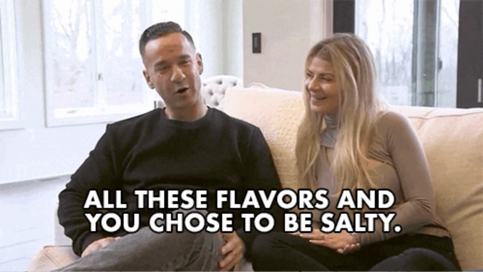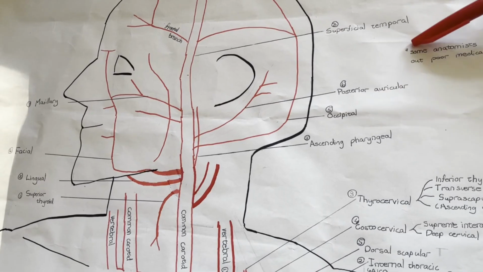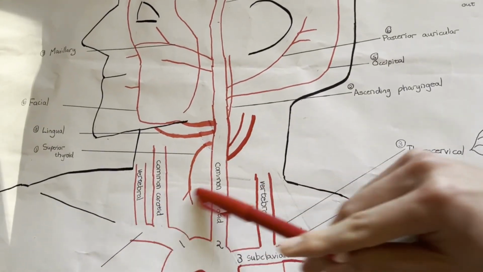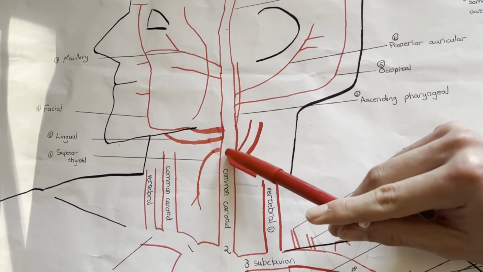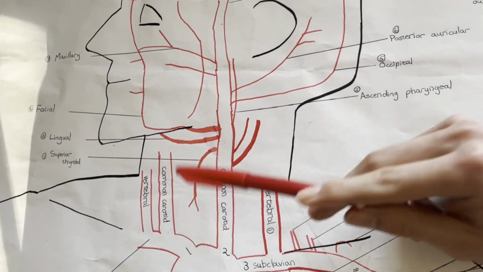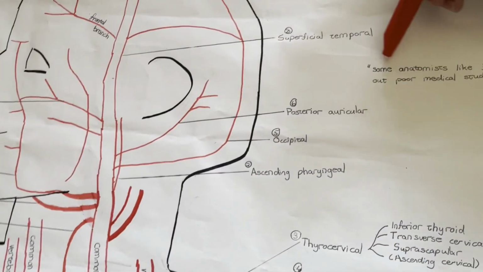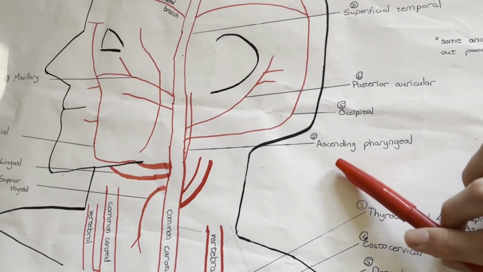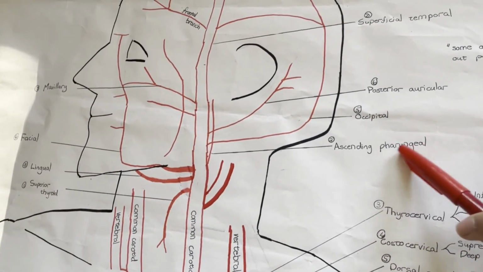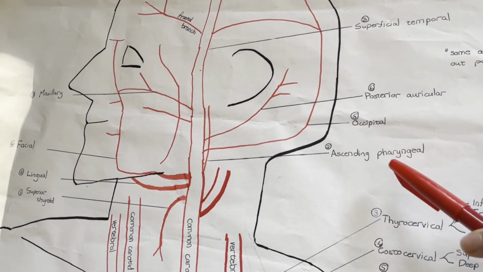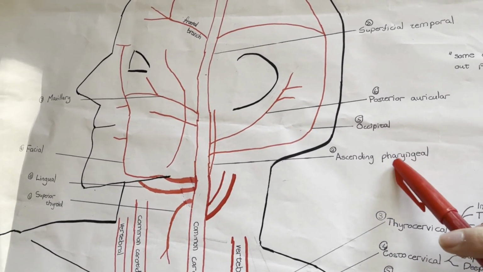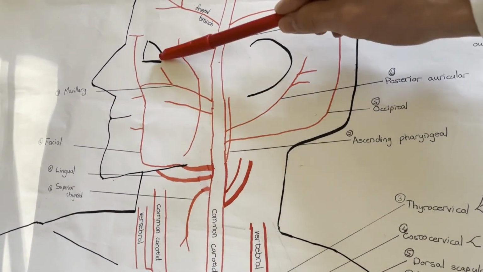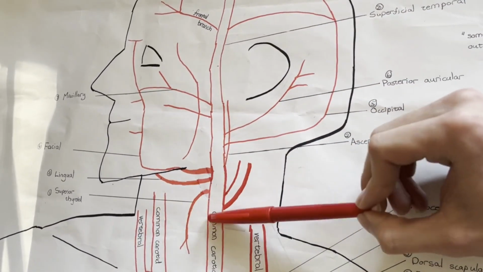So the first important branch, S for some, S for superior thyroid. And guess what your superior thyroid supplies? The superior part of your thyroid. And then secondly, we have A for anatomist, and that is A for your ascending pharyngeal artery. And what does this supply? Your pharynx. And your pharynx, you know what that is. That is the space between your mouth, nose, and your esophagus.